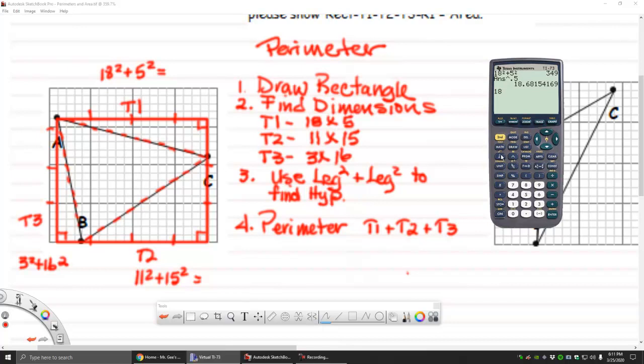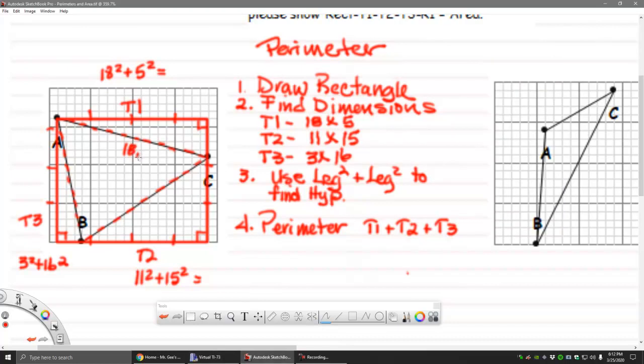So 18 squared, looks like I have it right there already. So that gives me 349, and the square root of 349 is 18.68. So 18.68, and that was the square root of 349 is what we did.